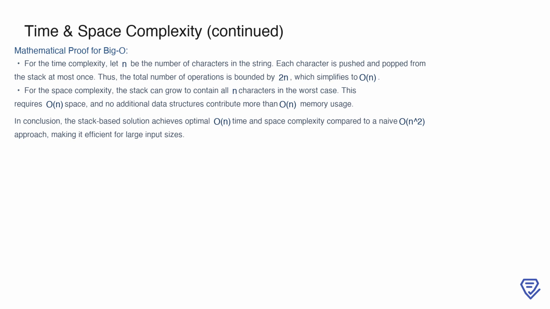For space complexity, the stack can grow to hold up to n characters in the worst case, requiring O(n) memory. No additional data structures contribute more than this, ensuring the total space complexity remains O(n). In conclusion, the stack-based approach is both time and space efficient, achieving O(n) for both complexities. This makes it far superior to the naive O(n²) approach, especially when handling larger input sizes.